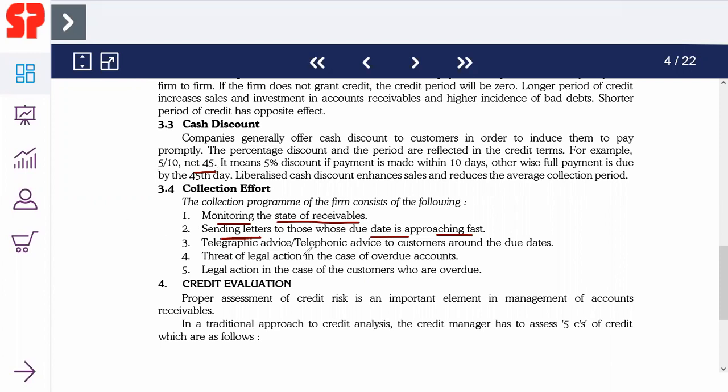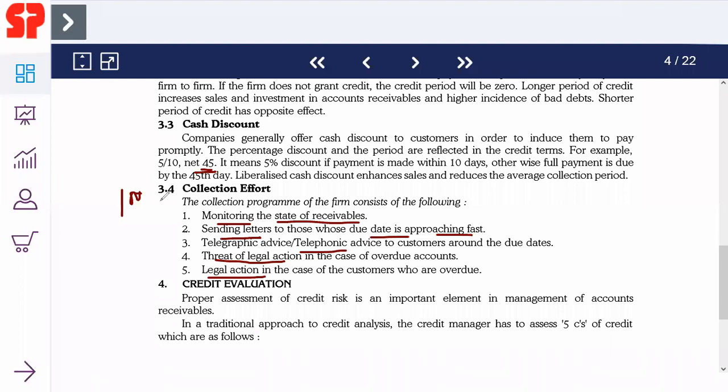You can also approach them through telephone. In an extreme case, if some debtors have not paid, 45 days time you have given but 100 days have lapsed, and till now no payment is coming, what will be the last option? Threat of legal action. We should give them a strict notice that we will take legal action. If the customer is still not paying the amount, then the last option will be to go for legal action.